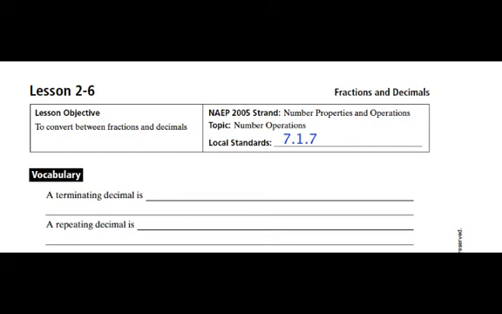Now let's take a look at some vocabulary. A terminating decimal is a decimal that stops or ends. When I think of the word terminating, I think of the movie The Terminator. The job of the Terminator was to stop or end life. So you can think of a terminating decimal as a decimal that stops or ends.